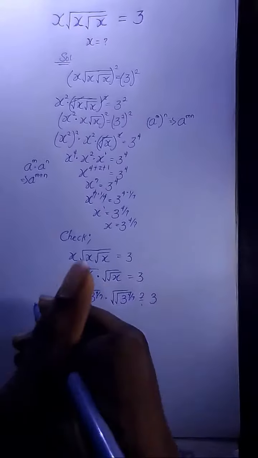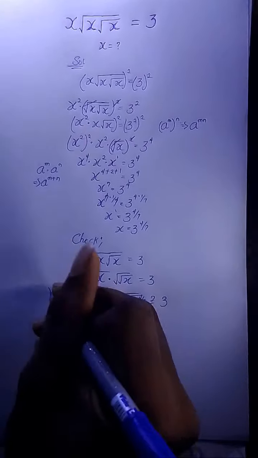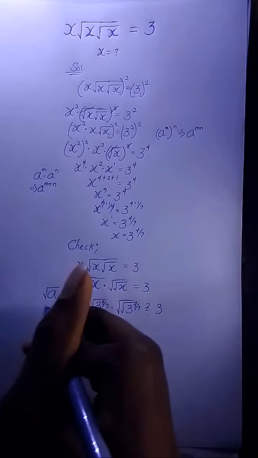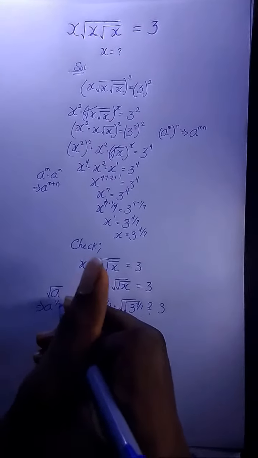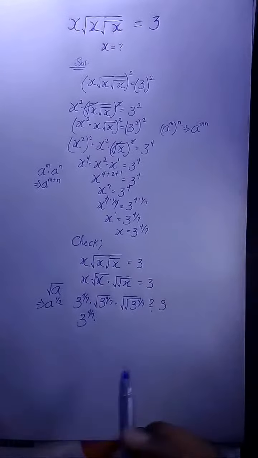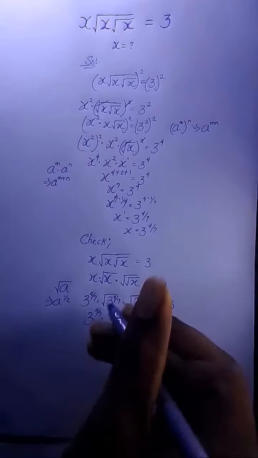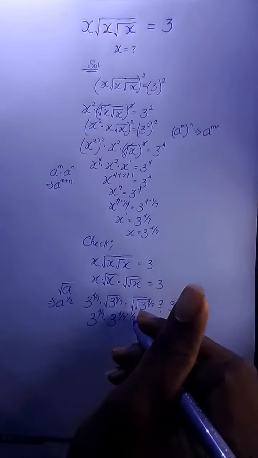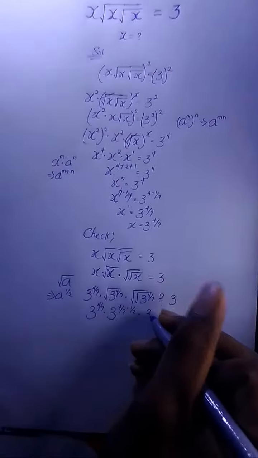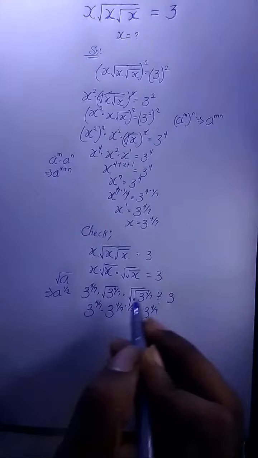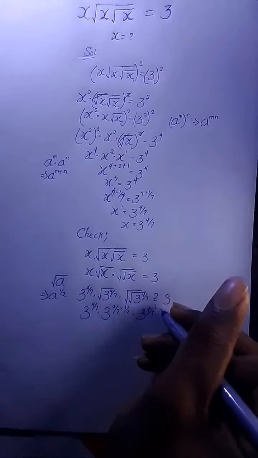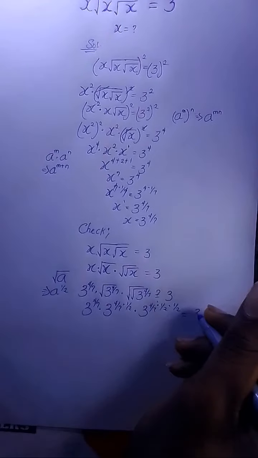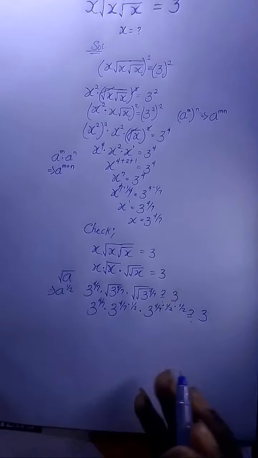Now remember, if we have the square root of a, what will it give us? It will give us a raised to the power of 1 over 2. So when we have the square root of this, it will give us 3 raised to the power of 4 over 7 multiplied by 1 over 2. Since this one has double roots, we are going to have 1 multiplied by 1 over 2 multiplied by 1 over 2. Does it give us 3? That's what we're trying to figure out.